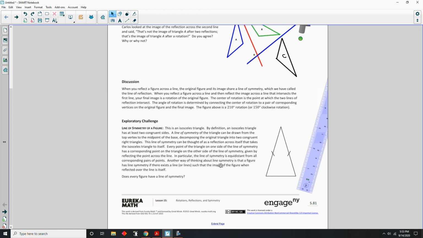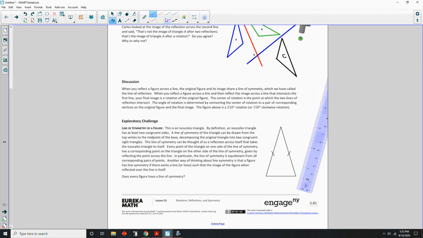Another way to think about line of symmetry is that a figure has line symmetry if there exists a line or lines such that the image of the figure when reflected over the line is itself. Does every figure have a line of symmetry?